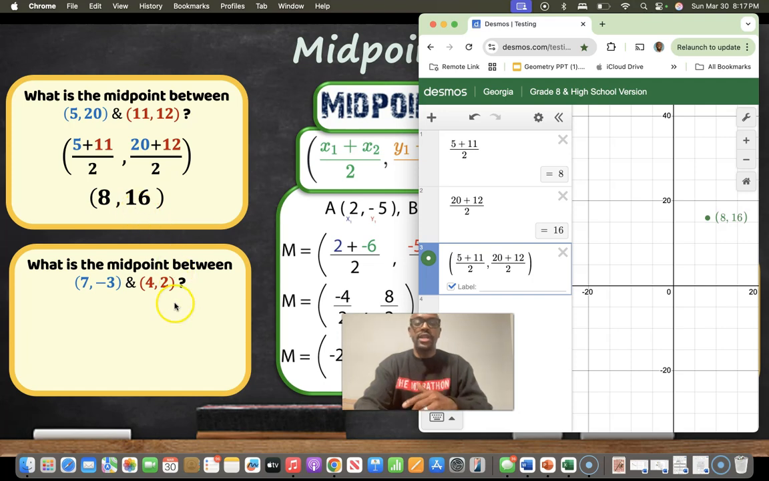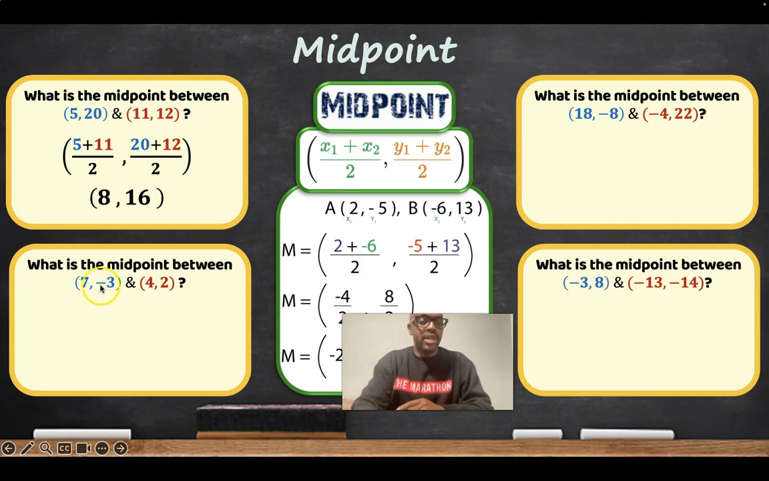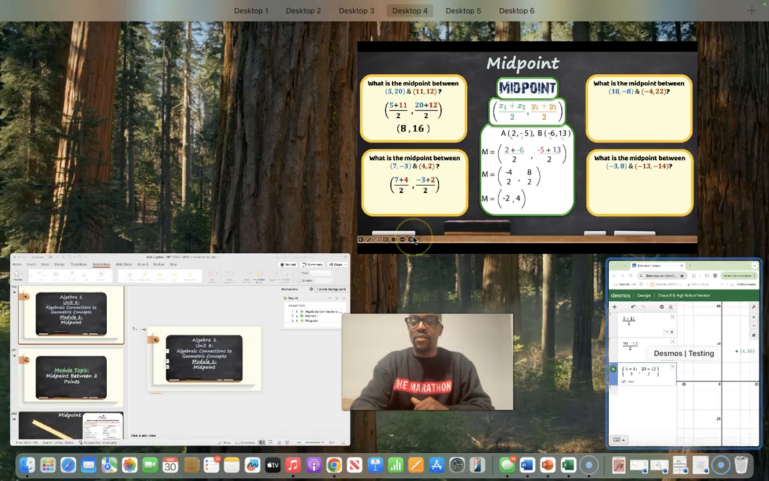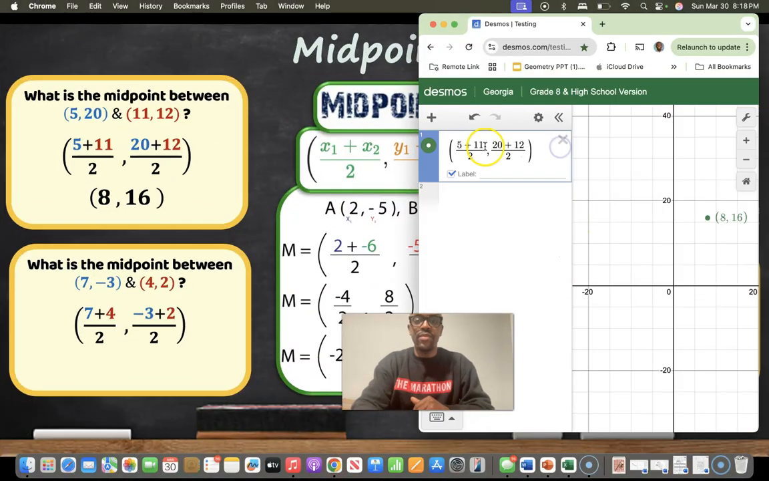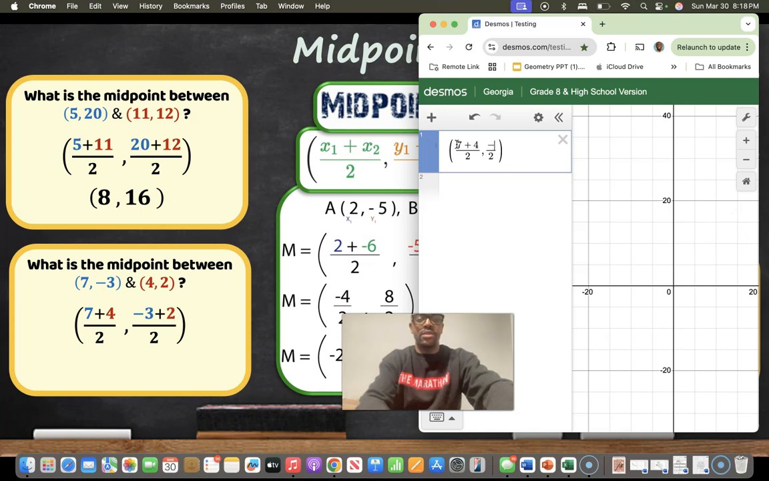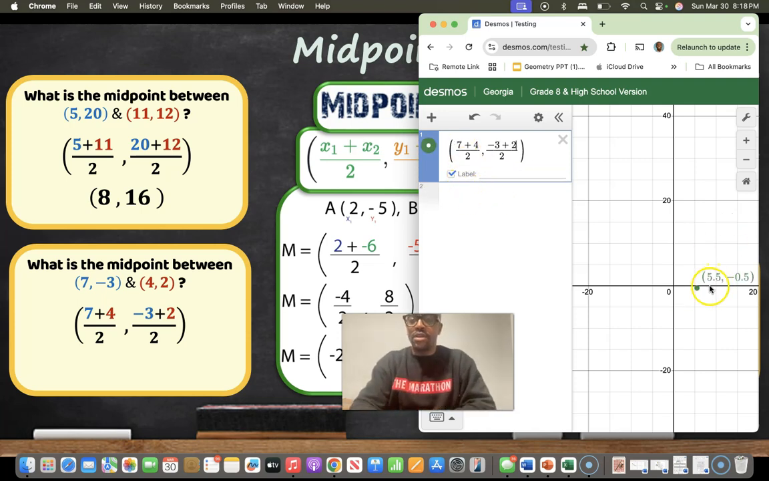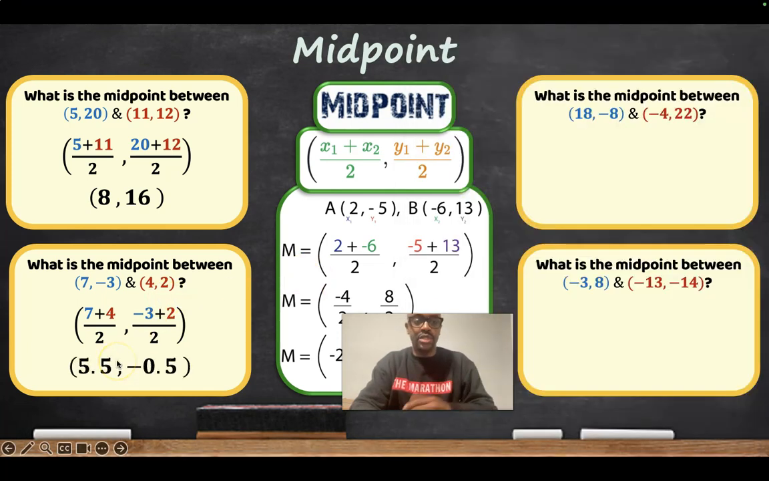Let's go ahead and look at the next example so I can show you another example of this. So now what is the midpoint between 7, -3, and 4, 2? Go ahead and add the x's, 7 and 4, add the y's, -3 and 2. And of course, we need to divide both of those sets by 2. But let's put all this in one step here. So we take 7 plus 4, and then we have -3 plus 2. And then from here, our answer should be 5.5 comma -0.5, as you can see here.